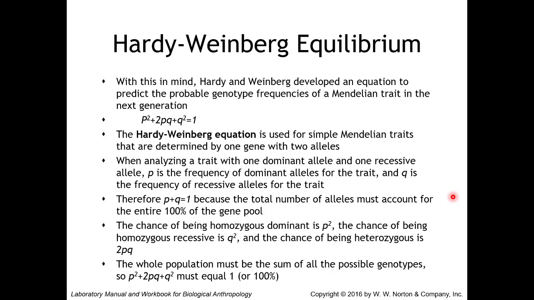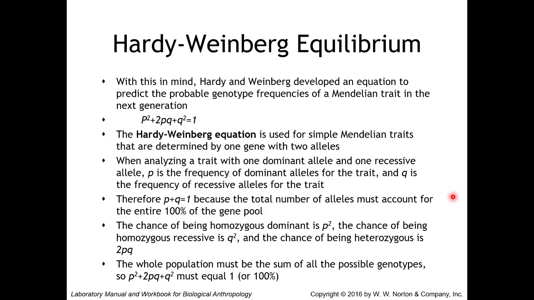When analyzing a trait with one dominant allele and one recessive allele, p is the frequency of the dominant alleles for the trait, and q is the frequency of recessive alleles. Therefore, p plus q equals 1, because the total number of alleles must account for 100% of the gene pool. The chance of being homozygous dominant is p squared. The chance of being homozygous recessive is q squared, and the chance of being heterozygous is 2pq. So the whole population must be the sum of all the possible genotypes. So p squared plus 2pq plus q squared must equal 1, or 100% of the population.